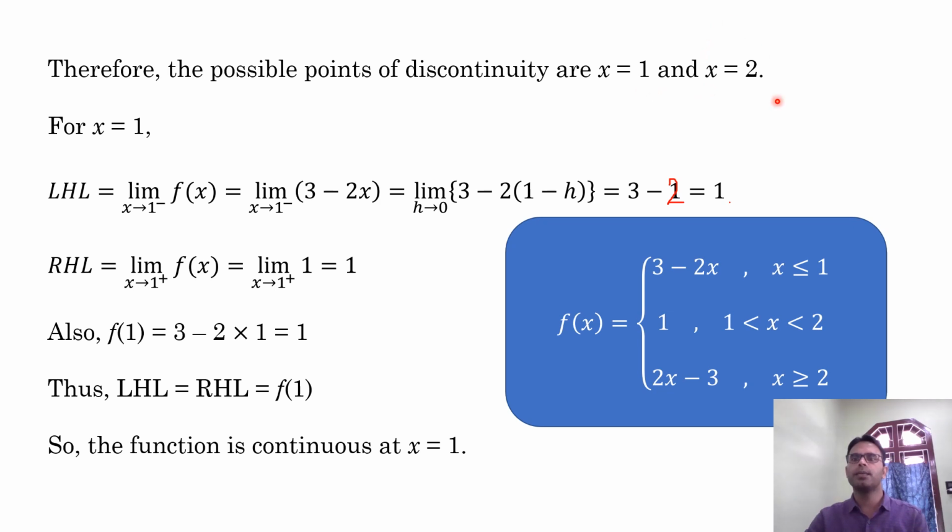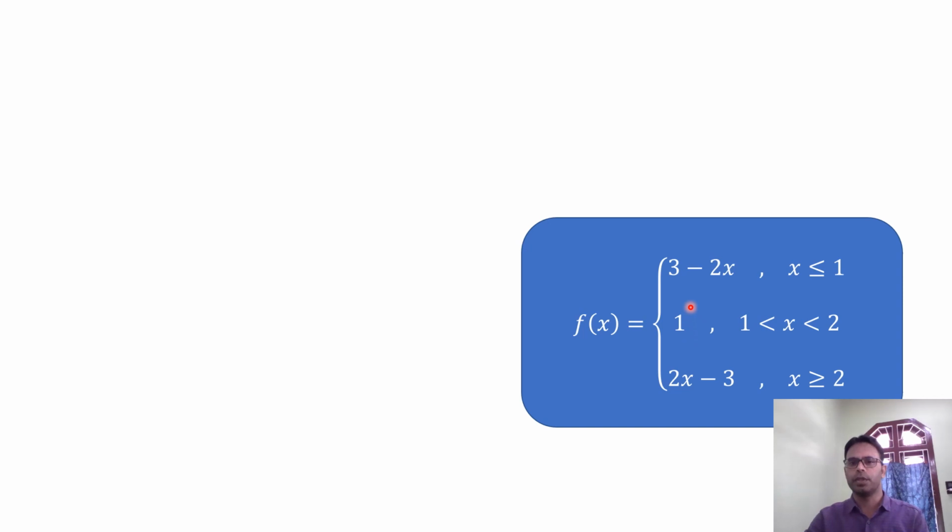Now come to the point 2, in exactly a similar manner, the same process. Go to the next slide. I have copied the question, this is our question, 3 minus twice f(x). So this point is 2 now. For x equal to 2, less than 2 is this line, greater than 2 is this line, so again we need the left hand and right hand limits.